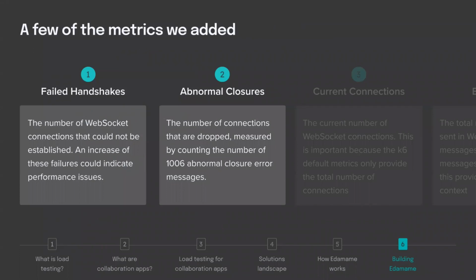Here are a few of the metrics that we added. I'm not going to list all of them, but I'll reference 2 that Ginni mentioned earlier, which are failed handshakes and abnormal closures. Failed handshakes is the number of WebSocket connections that cannot be established, and abnormal closures is the number of connections that are dropped. These are 2 metrics that were not included in the K6 default library, but through our research, we found that these were very important metrics to evaluate a WebSocket load test. And so we wrote a custom extension to include these among 3 other ones that we included as well.